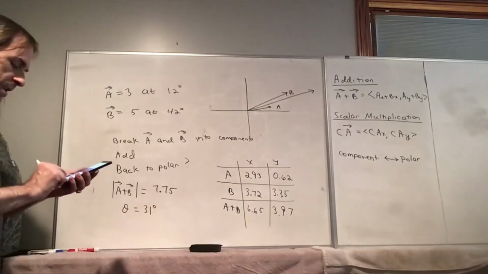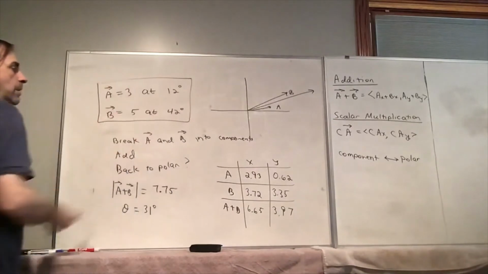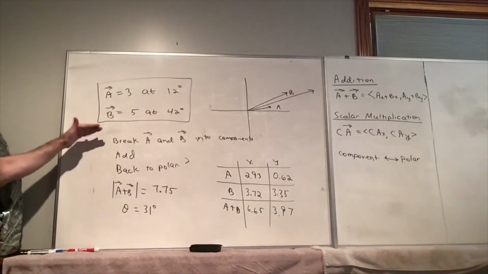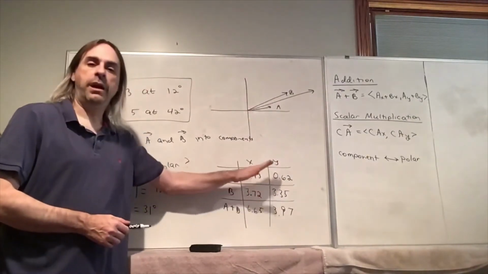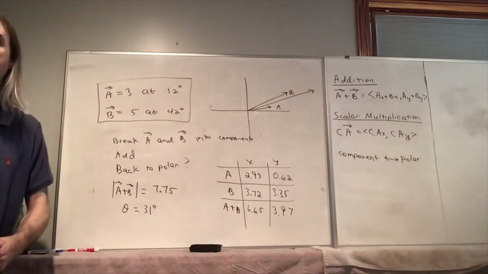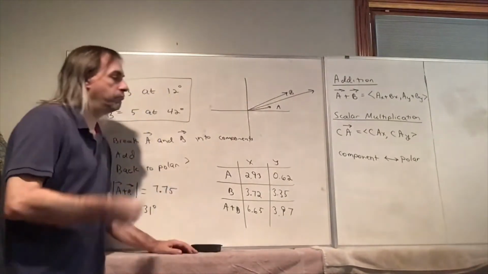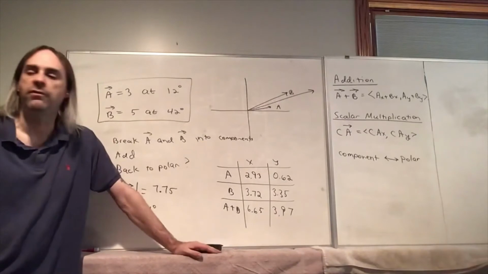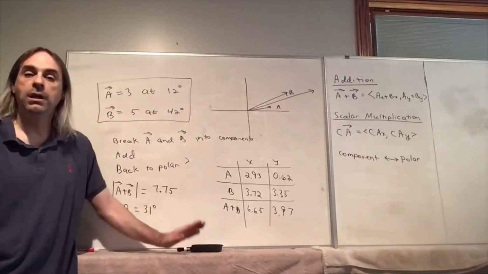So, we added these two vectors now. We did this in this kind of roundabout way, where first we convert each of these vectors into component form, and then we add them, which is completely trivial, and then convert back to polar form, which isn't that hard either. And yeah, much easier than trying to do this geometry stuff with law of sines and law of cosines and all that.